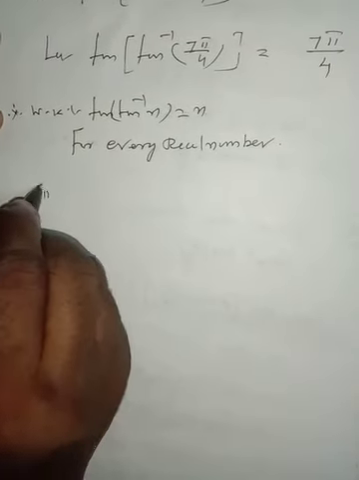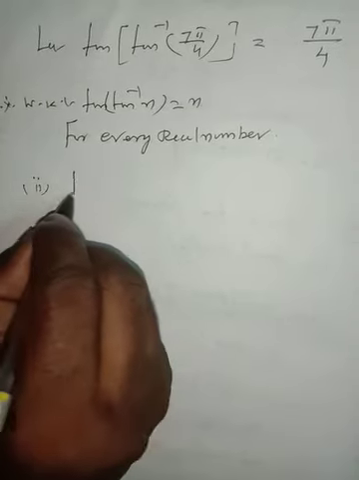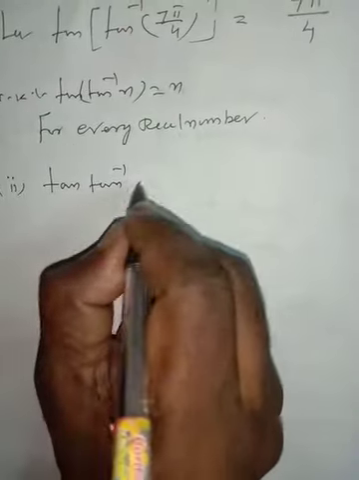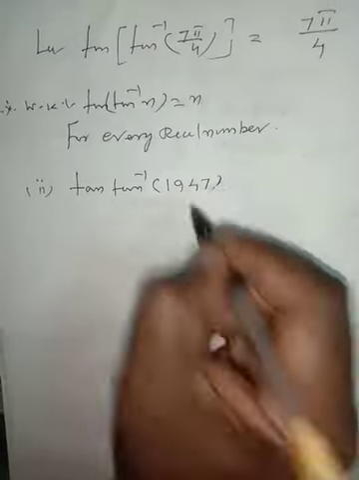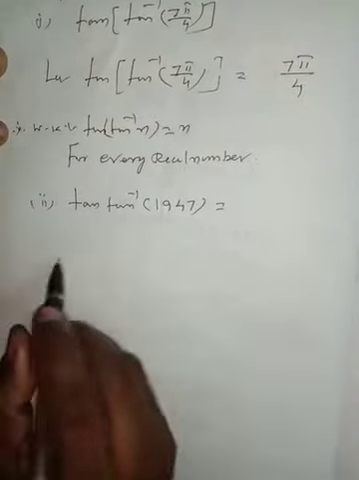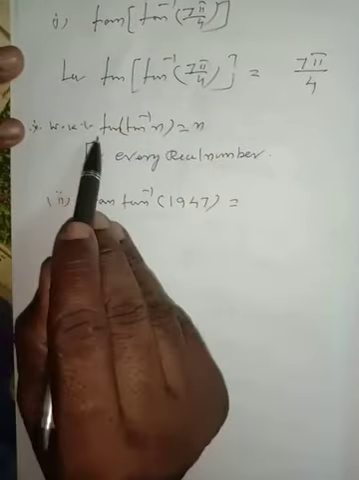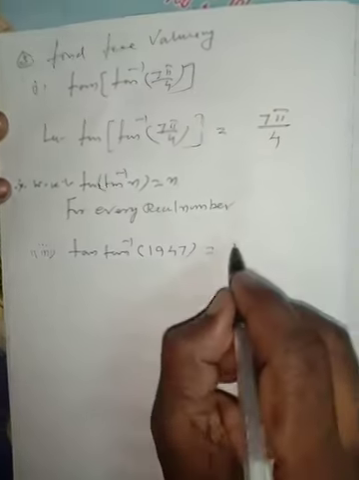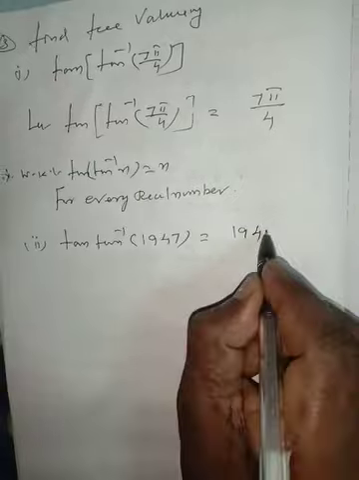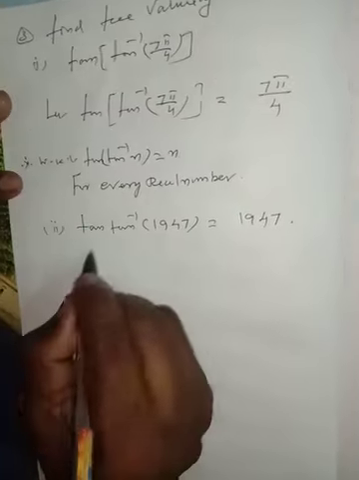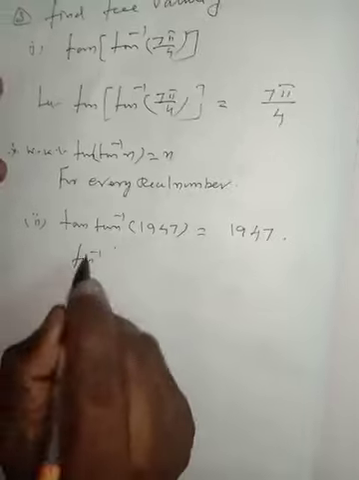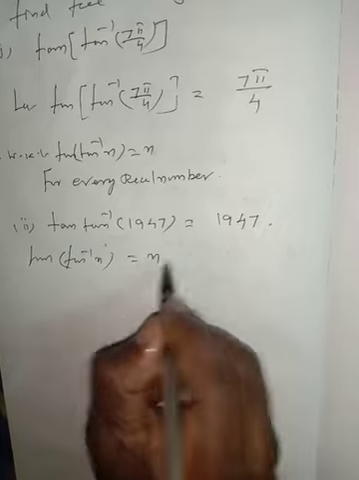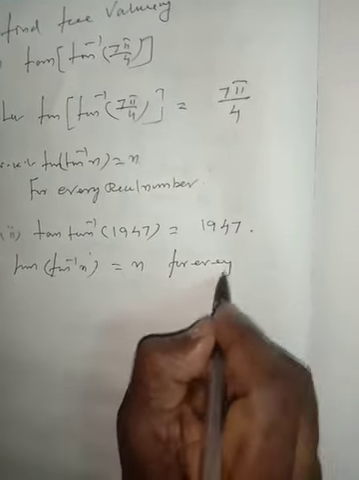Next, subdivision number 2: tan inverse of 1947. The same rule is used: for every real number, tan inverse of x is equal to x. In this case, x is 1947, therefore the answer is 1947. The rule is tan inverse of x is equal to x for every real number.